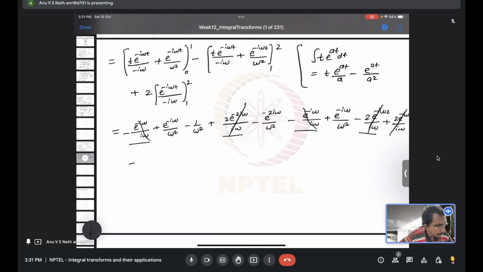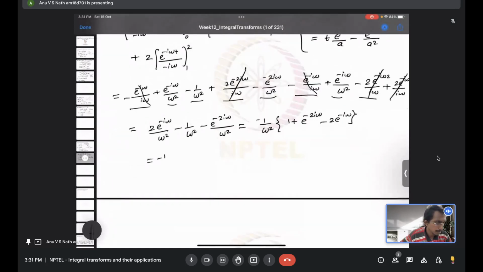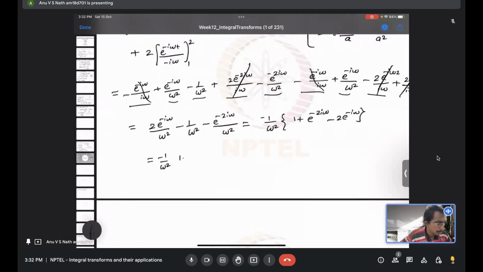So the remaining terms, if you see, this term and this term will add together, 2 e raised to minus i omega by omega square. Then this term will be minus 1 by omega square, and this term, which is minus e raised to minus 2 i omega by omega square. So we group the 1 by omega square term outside, and also take a minus outside, so 1 plus e raised to minus 2 i omega minus 2 e raised to minus i omega. Now you can see this is basically minus 1 by omega square times 1 minus e raised to minus i omega the whole square.